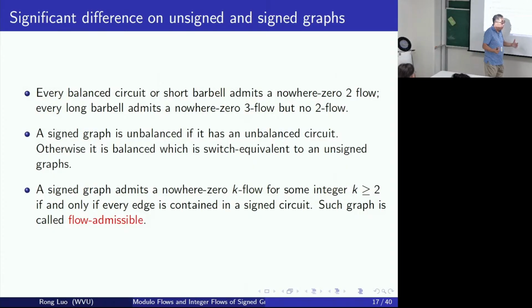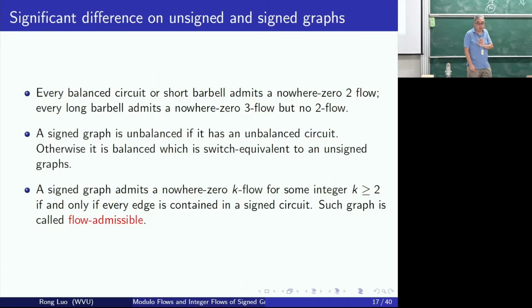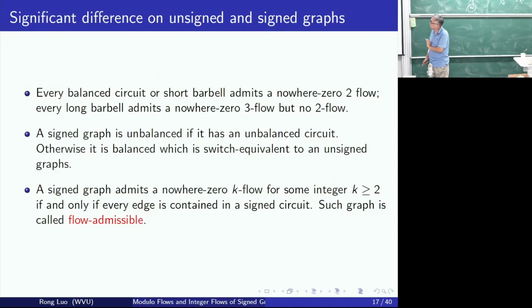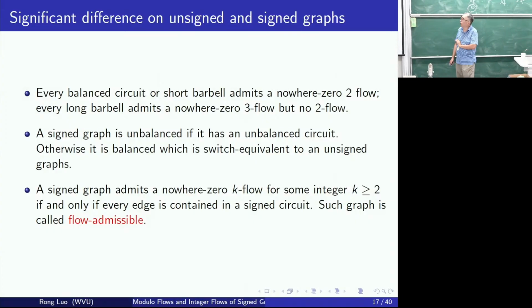In general, we know that for an unsigned graph, the edge connectivity plays a significant role on the flow values. But for a signed graph, there's something else. And also, a flow-admissible signed graph may have bridges. So bridges are allowed for signed graphs.